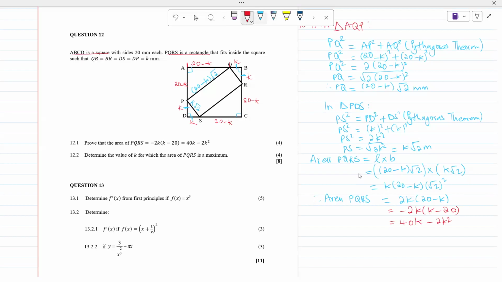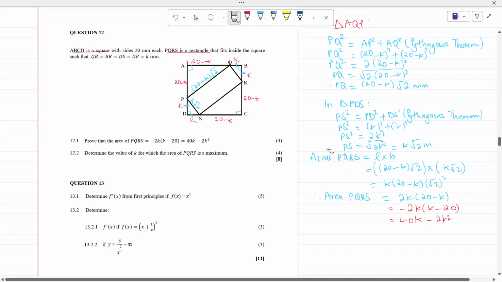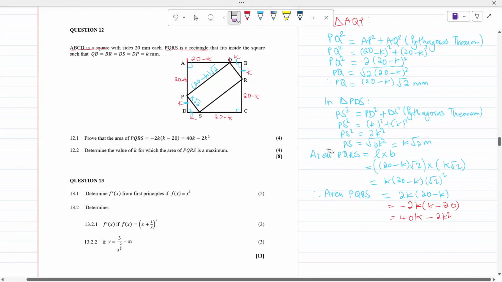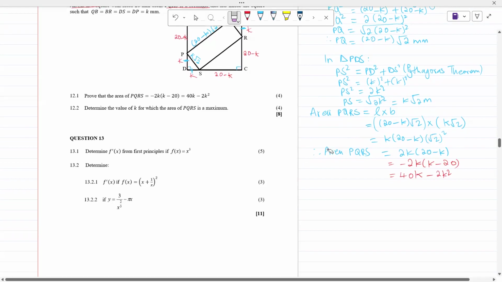All right. Then we can look at the next question. 12.2. I'm at 12.2 now.